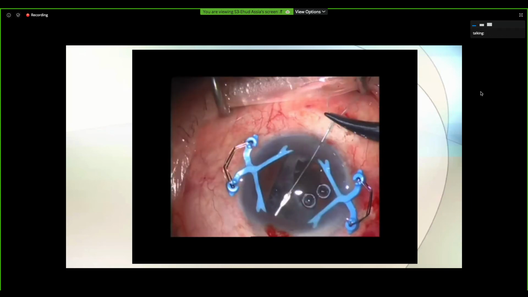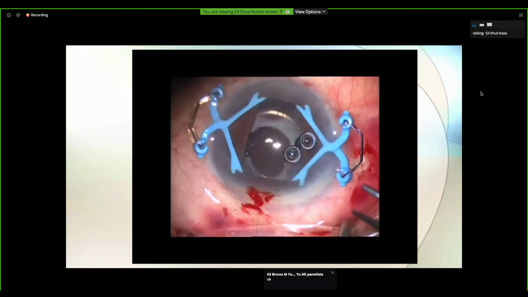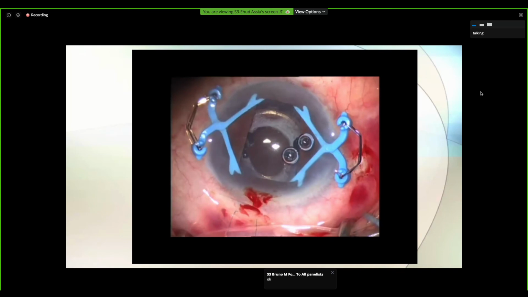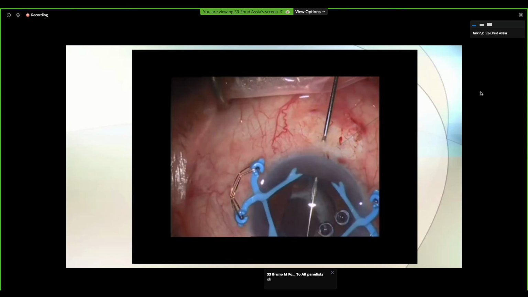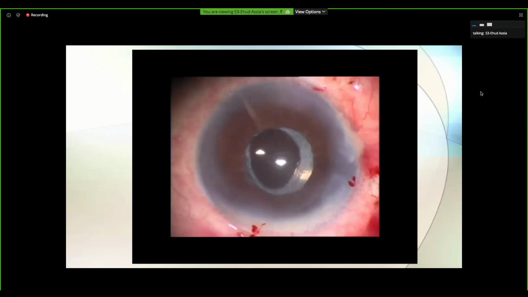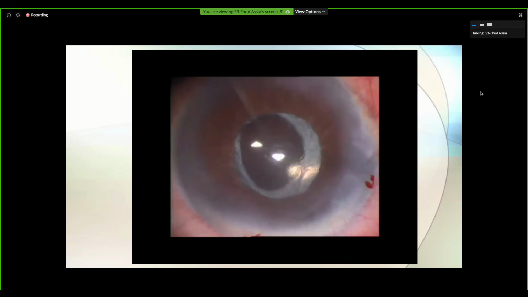Next case is a sclerofixation of a subluxated intraocular lens, and we do need to see where the needle goes in behind the optic and then goes out in front of the optic, and then eventually the pupil is perfectly centered.